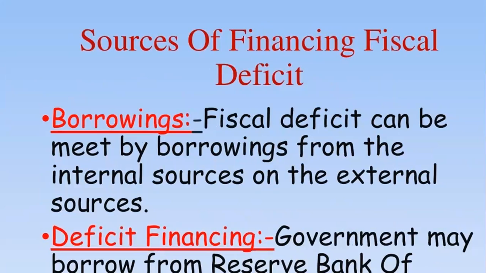Now, sources of financing the fiscal deficit. Borrowing: the fiscal deficit can be met by borrowing from internal sources like public and commercial banks, and external sources like foreign governments and banks. Deficit financing: printing new currency. The government may borrow from the RBI against its securities to meet the fiscal deficit, and RBI issues new currency for this purpose. This process is known as deficit financing.